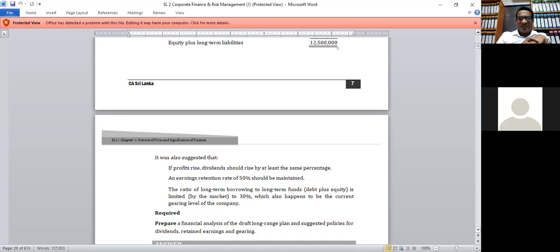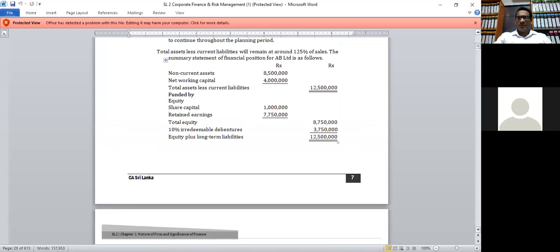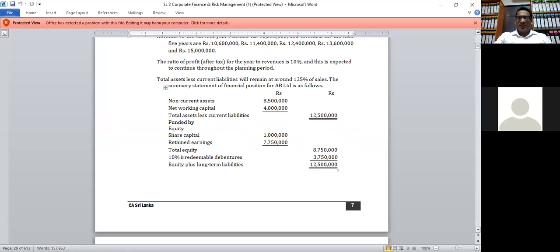Required, prepare a financial analysis of the draft long-range plan and suggested policies for dividends, retained earnings, and gearing. So basically, we need to talk about the three policies about dividends, retained earnings, and gearing. Right. So take a look at this question again. Before we work it out, take a look at this question.